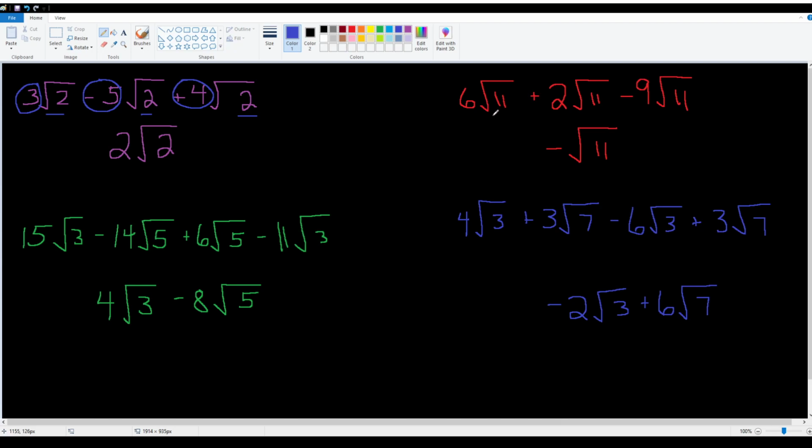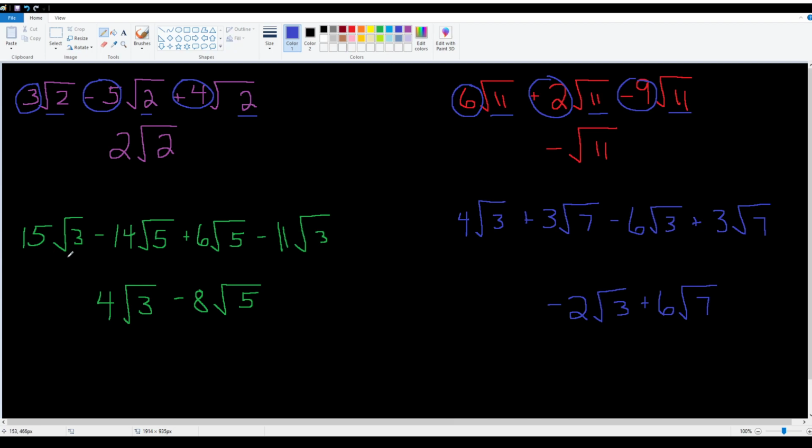For this one here, same thing. I have the same radicand of 11 in all 3 of them. So I'm going to work with my coefficients, combine each of those. 6 plus 2 is 8. Minus 9 gives me a negative 1, but like we said before, I do not have to put the 1, so it's going to be negative square root of 11.